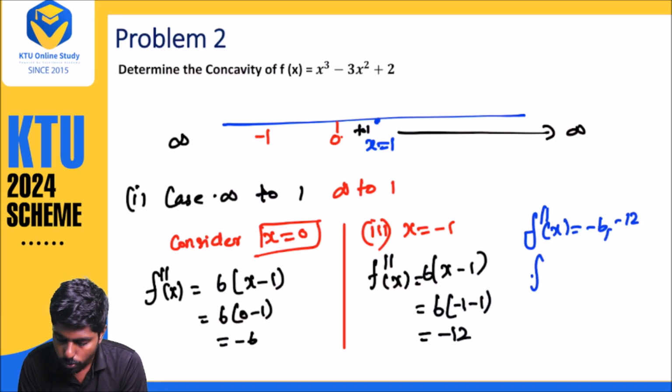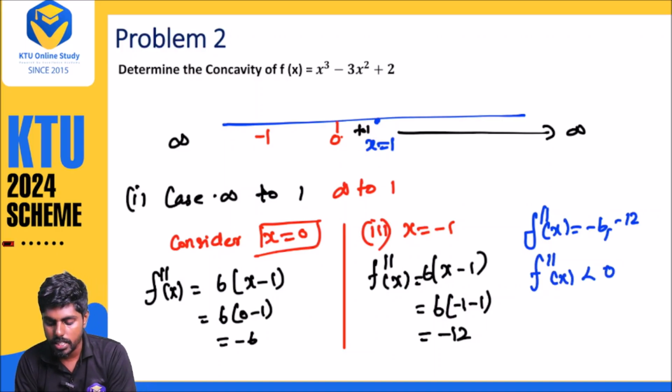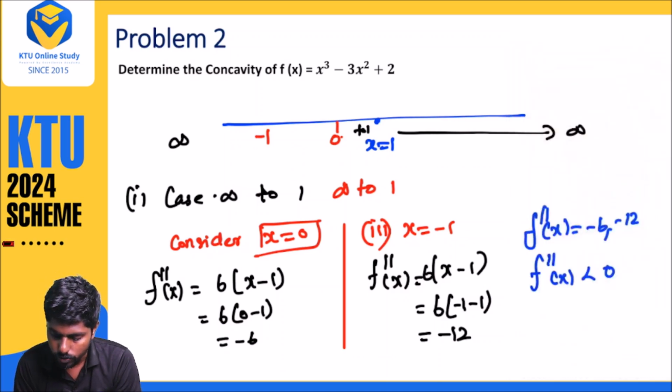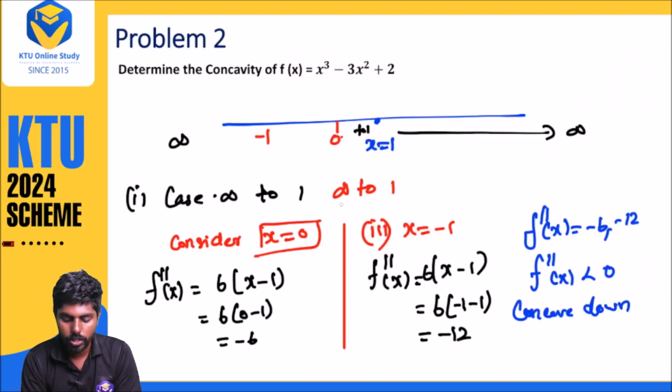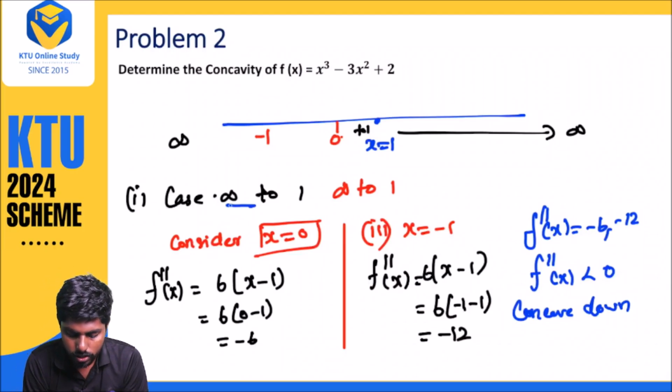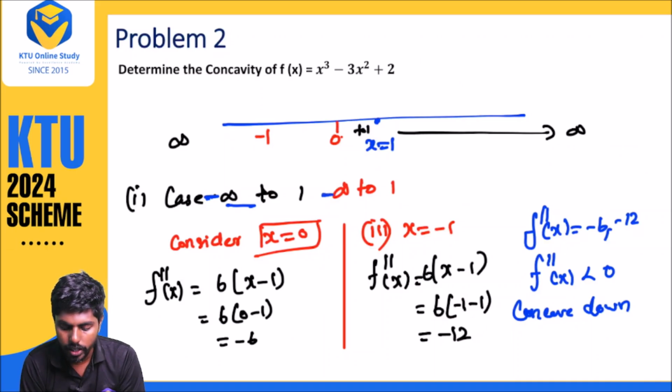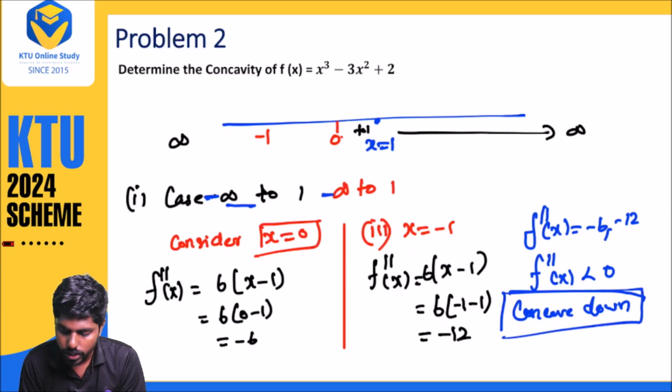Both are f double dash of x less than 0. Both minus 6 and minus 12 are less than 0. So we can say it is concave down. In this condition, from minus infinity to 1, it is concave down.